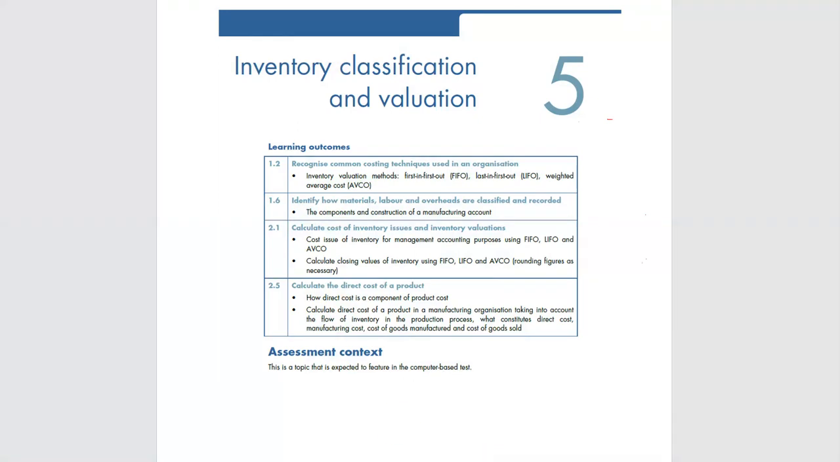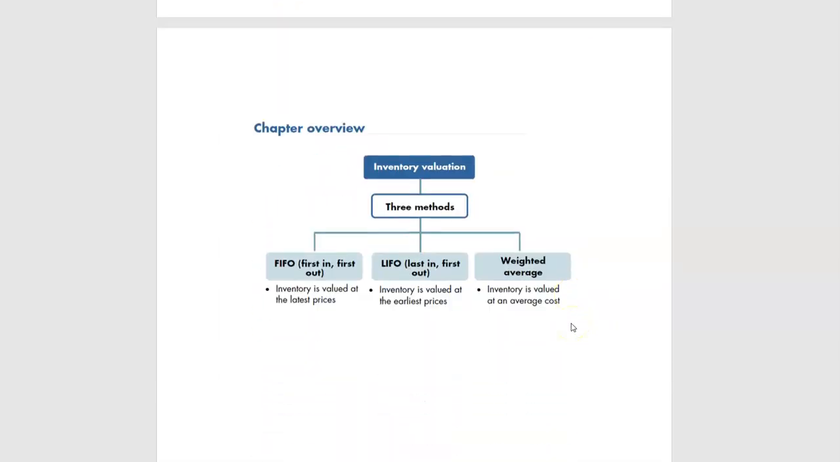First, we're going to see the valuation methods. If we look at the chapter overview, it says inventory valuation, three methods. We're going to learn FIFO, that is first in first out; LIFO, that is last in first out; and also weighted average, sometimes called AVCO. We want to see how we can value the inventory based on three different valuation methods.